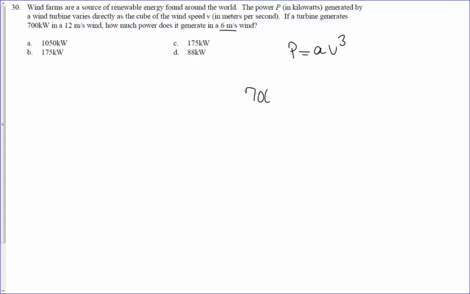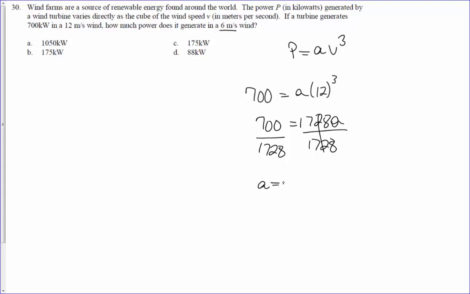So we know it creates 700 kilowatts of power with a 12 meter per second wind. All right, so 700 equals A times 12 cubed. 12 cubed is 1,728. A, because you can't forget the A. Now divide by the 1728. So 700 divided by 1728 equals, so A equals 0.405.